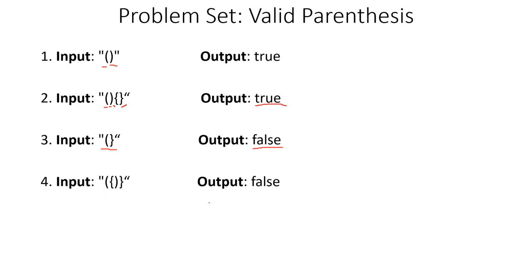Here, as you can see, it's also false. Why? Because first we opened with this type of bracket, then we opened another type of bracket. Then we have closing brackets. But in order to close this one, we need to close this bracket first. So that's why it's false. But if, for example, in input number 4, we had something like this, it would be true, because first we use this type of bracket, then this type, then we close this type of bracket, and we use the same type of closing bracket for these brackets.